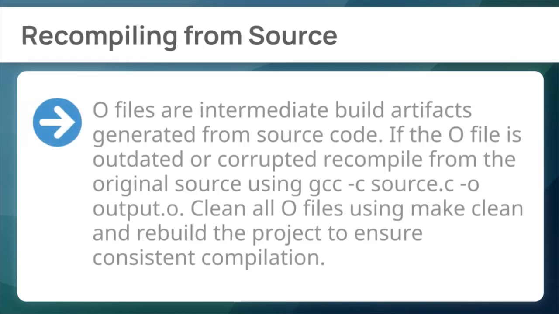Finally, recompiling from source. O files are intermediate build artifacts generated from source code. If the O file is outdated or corrupted, recompile from the original source using gcc -c source.c -o output.o. Clean all O files using make clean and rebuild the project to ensure consistent compilation.